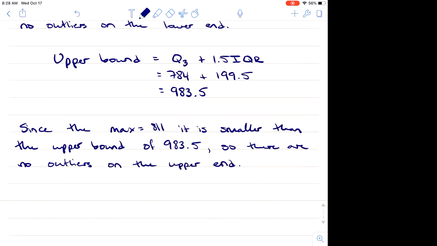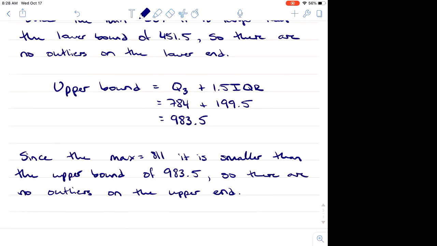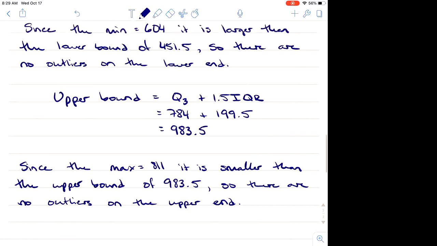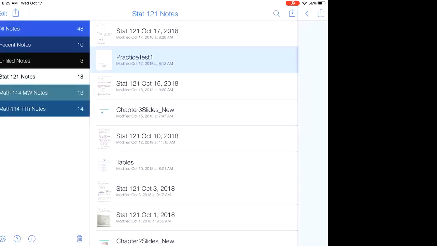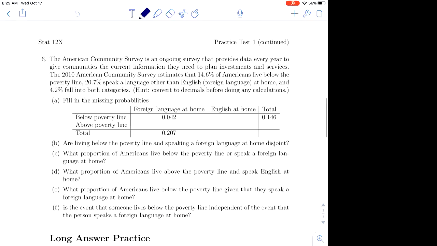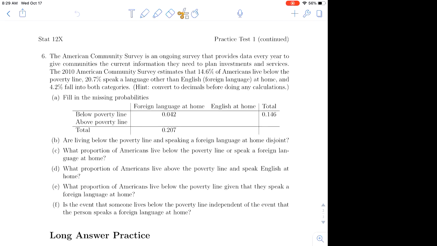So there are no outliers. Womp womp. There's usually no outliers. But we have to test it either way. Okay. So, any questions about that one? No? All right. Let's get to the next question then.